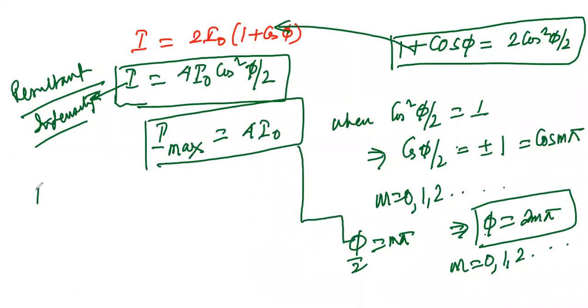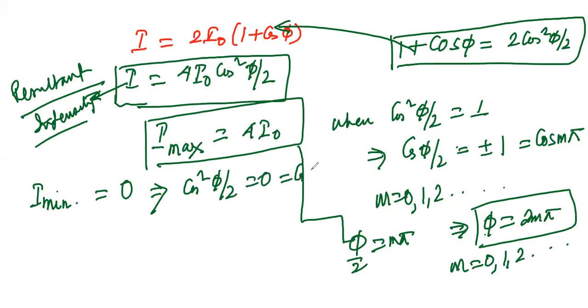Now when will it be minimum? You can easily write it. It will be minimum when this is equal to 0, because you know the maximum value of the magnitude is plus minus 1 and the minimum value will be equal to 0. So I can obviously write over here, children, that cos square phi by 2 will be equal to 0. And that will be equal to how much? That is equal to cos of pi by 2, cos square pi by 2.